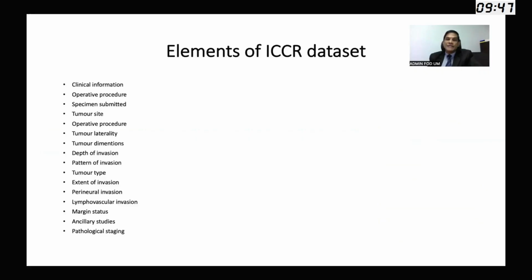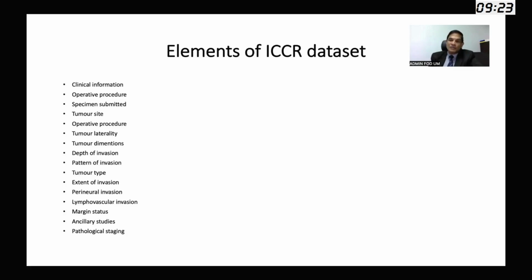Now, these are the elements in the ICCR dataset: the clinical information, operative procedure, specimen submitted. If you include all these things into this dataset, after a few years you have a very good dataset to analyze. The tumor site, operative procedure, tumor laterality, which side the tumor is on, tumor dimensions, depth of invasion, pattern of invasion, tumor type. That is when it comes to squamous cell carcinoma.